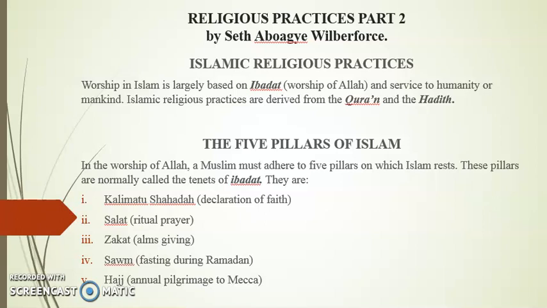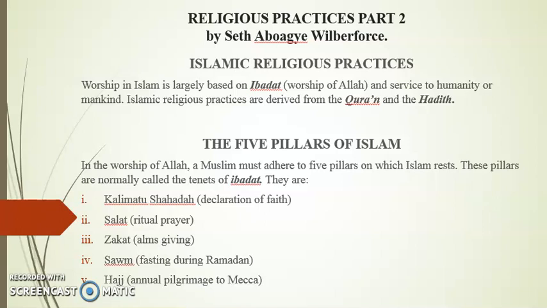So, if you see this in objectives, the tenets of Ibadat are the same as the five pillars of Islam. And the way they've been arranged, the first is first, the second, the third, the fourth, and the fifth. So, in exam, if you are asked to mention the five, the first pillar of Islam, that is the Kalima to Shahada. So I've arranged them in order for you. So let's look at the first one.